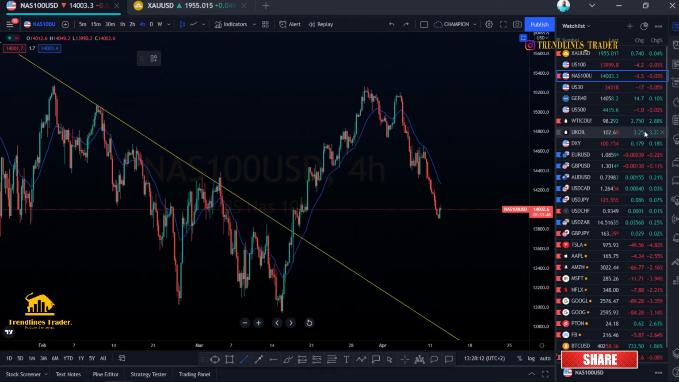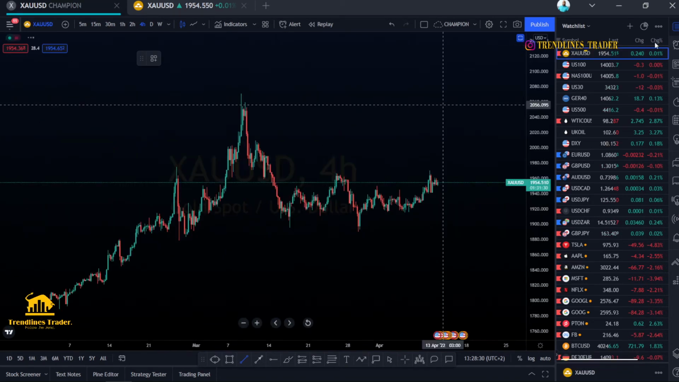Remember the opening session, the New York opening session in USA time, is around 9:30 a.m., and in the South African time zone it's around 3:30 p.m. So let's look at gold.